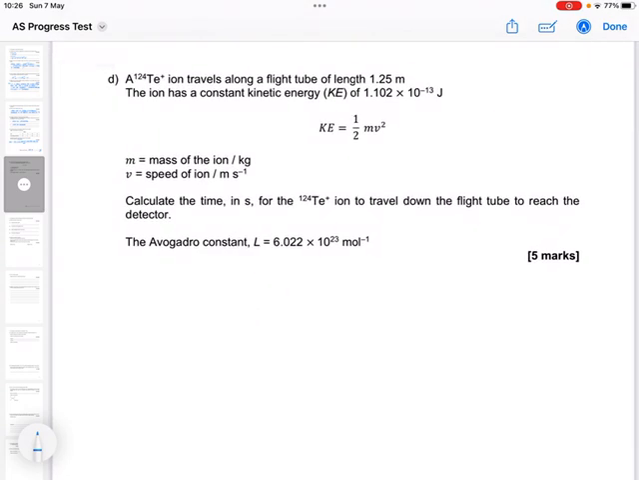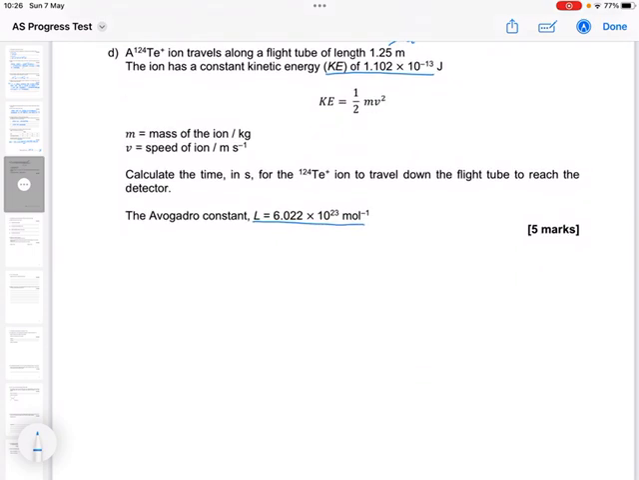Okay, part D. So a 124 tellurium plus ion travels along a flight tube of length, so let's just pop a few things on here, 1.25 metres. The ion has a kinetic energy of that, so we've got the kinetic energy as well. We're given a formula and we need to calculate the time in seconds for the tellurium ion to travel down the flight tube. We're given Avogadro's constant, which is a big clue that we're going to need to work out the mass of the ion. So let's start with that.